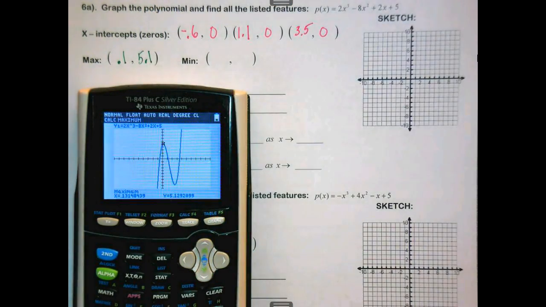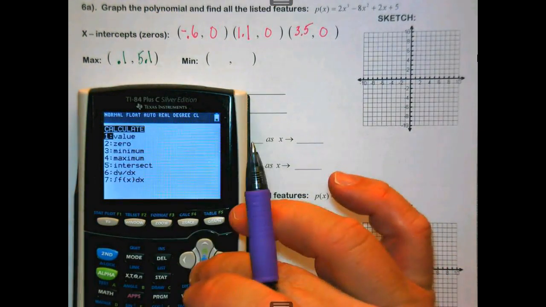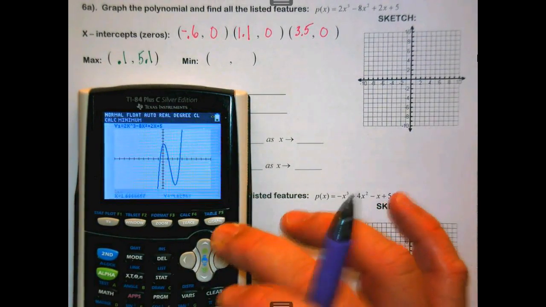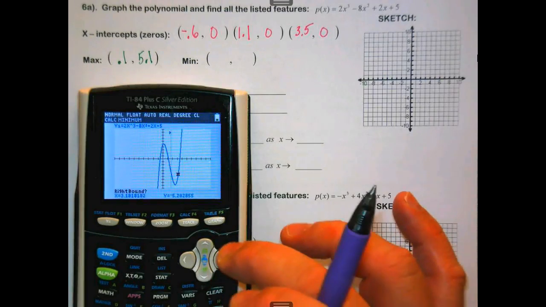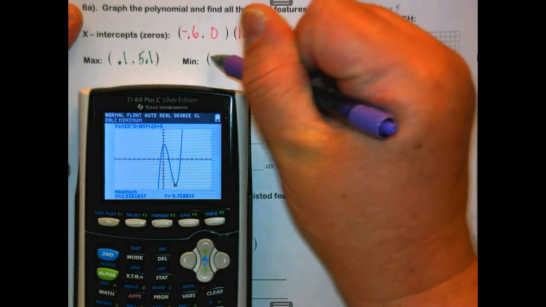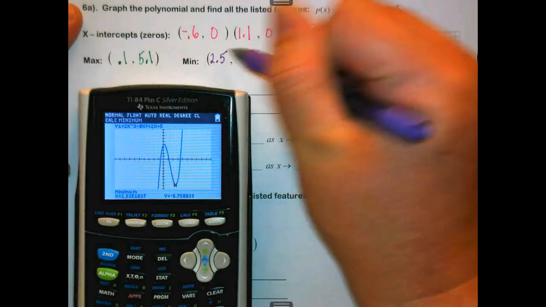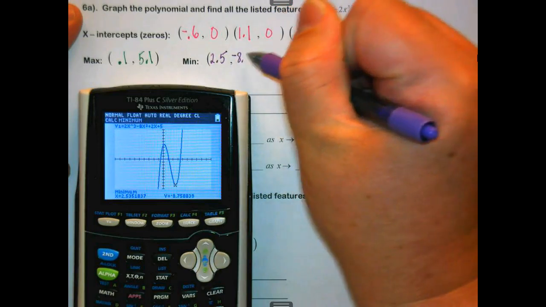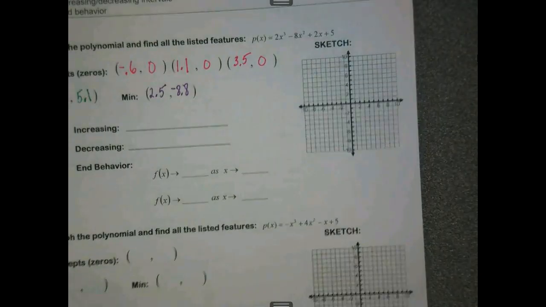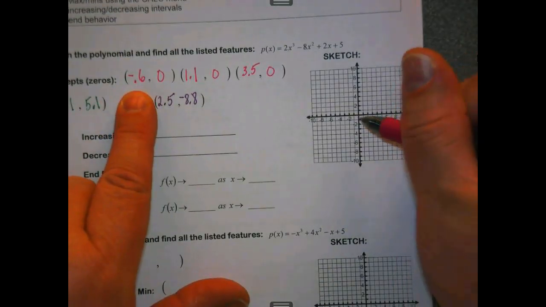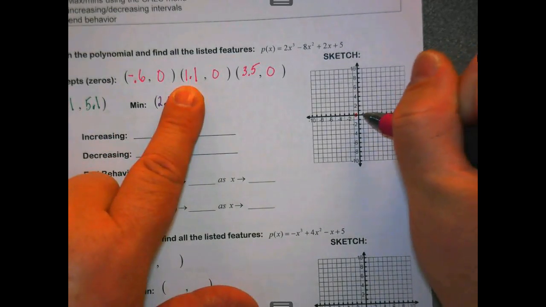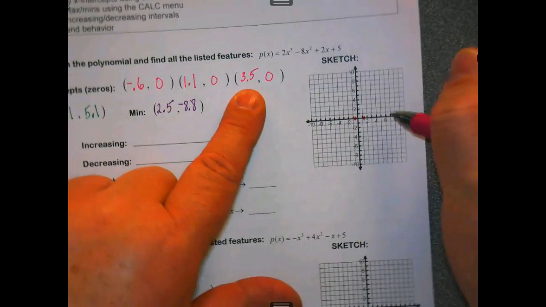My min, second trace to calculate the min, left bound, enter, right bound, enter, enter again, and I get 2.5, -8.8. Okay, I'm going to put all these points on the graph. So I got -0.6, which is about a -half, 1.1, just a little over 1, and 3.5.